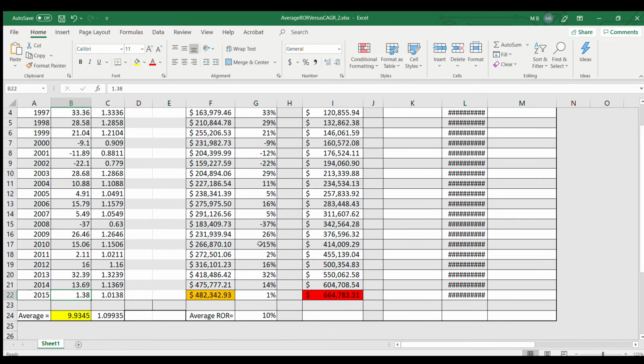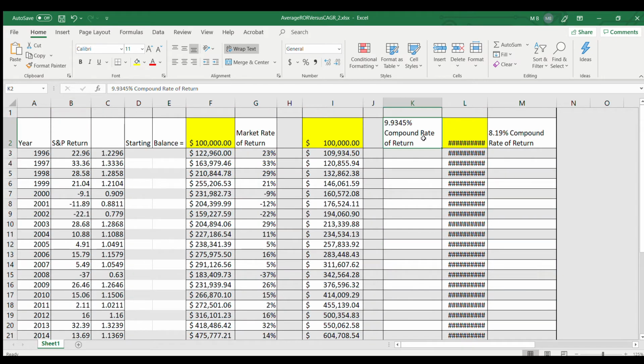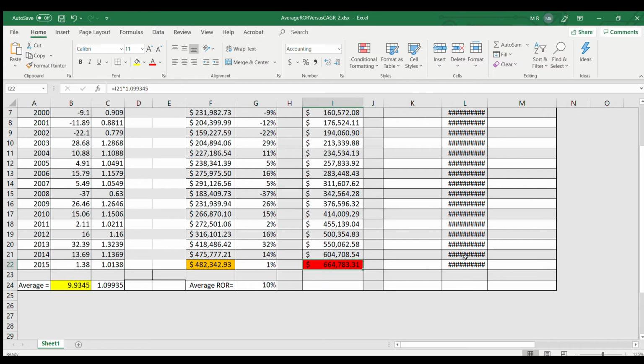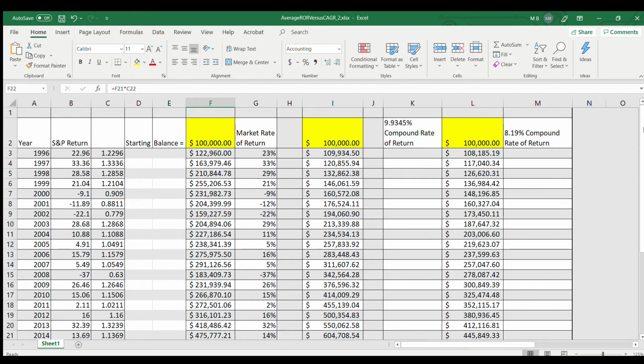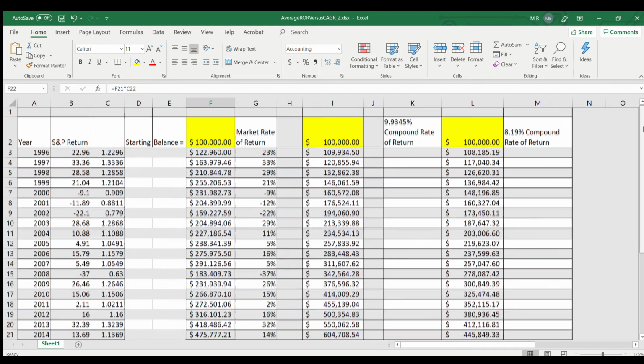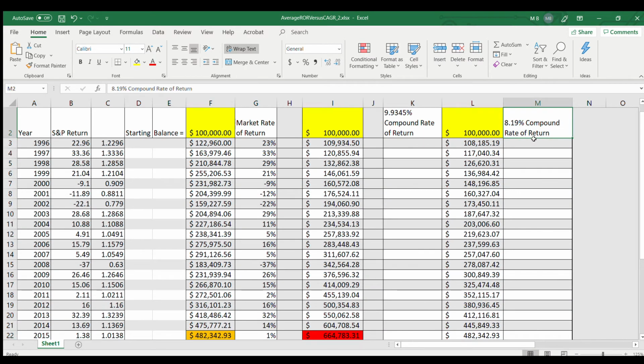But you see that that average rate of return does not function like a compound rate of return. If it functioned like a compound rate of return, we would have $664,000, but we don't. We only have $482,000. So the differentiating factor is something called the compound annual growth rate. And there's a formula for calculating that. But when you actually run the compound annual growth rate formula, what you find is that the performance in the market basically functions as if the compound rate of return were 8.19% instead of 9.93.